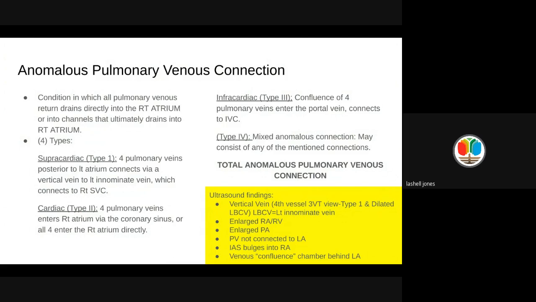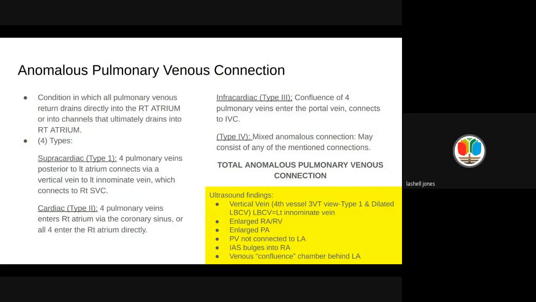Now, some important ultrasound findings. With type 1, the vertical vein will be seen as a 4th vessel on your 3-vessel trachea view. Now, if you took the 3-vessel trachea view lesson, I had some examples on that. Okay, so it's very important to take that lesson as well if you haven't already. So you're going to see 4 vessels in your 3-vessel trachea view. And you're going to have a dilated left brachiocephalic vein because all of that drainage is going through. That's a lot of blood flow from all 4 pulmonary veins. And so that vein, the left brachiocephalic vein, is going to be dilated because of that.